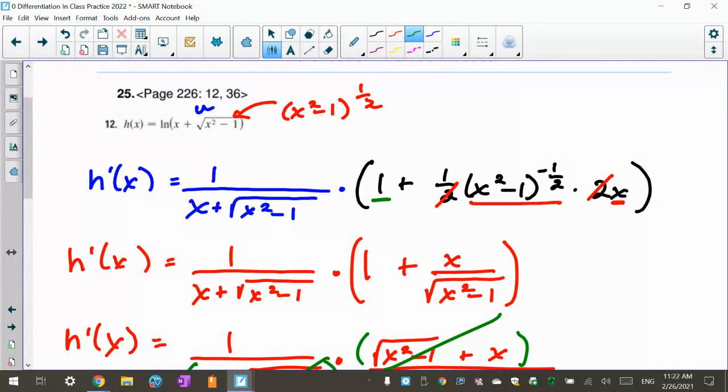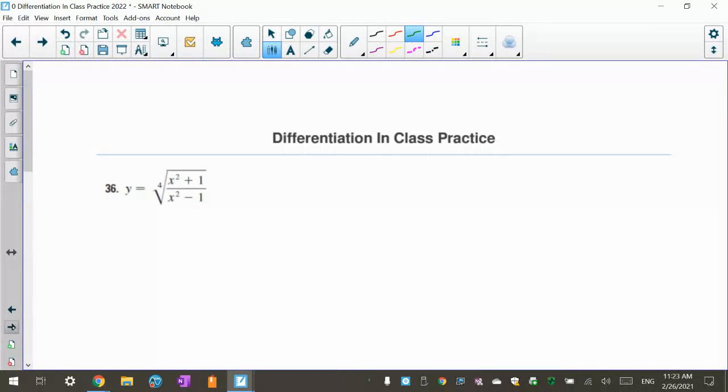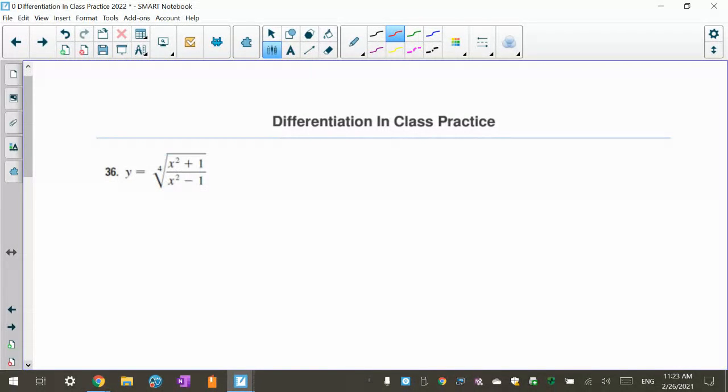So that's number 12. Now the very last one in this packet, hooray, we've made it, is number 36 here, which I didn't write down the directions, but they wanted you to do this using logarithmic differentiation. So every time I do this with my students, they always say, well, how are you supposed to know? Don't worry, I'll tell you.